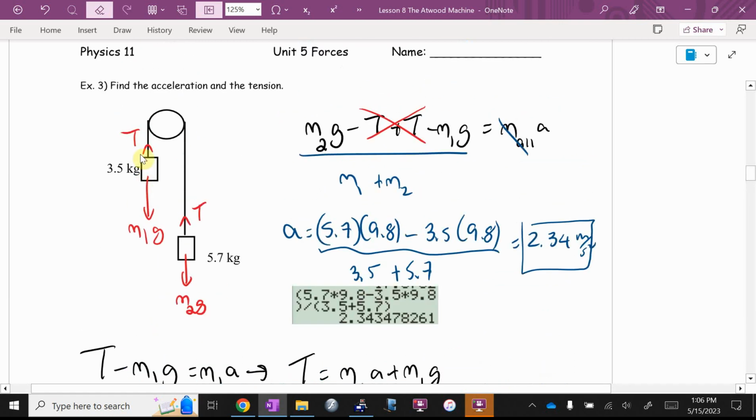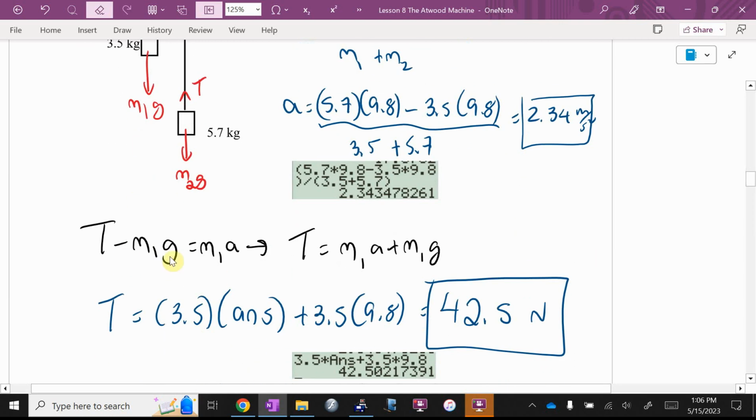I noticed that M1 was accelerating up, so tension was a winner, which gave me tension minus M1G equals M1A. Or if you used M2, M2G would be a winner. It would be M2G minus tension equals M2A. So then you would swappy dance. You would have M2G minus M2A equals tension. And so you would go M2, 5.7 times 9.8 minus 5.7 times answer button. Should have got 42.5021731, assuming you got an acceleration of 2 point.